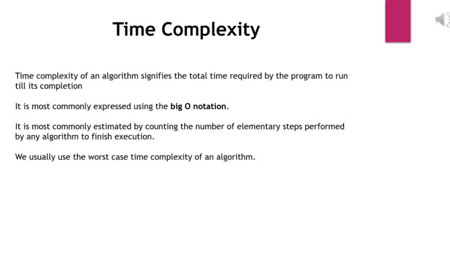Time complexity. Time complexity of an algorithm signifies the total time required by the program to run till its completion. It is most commonly expressed using the big O notation. We usually use the worst case time complexity of an algorithm.